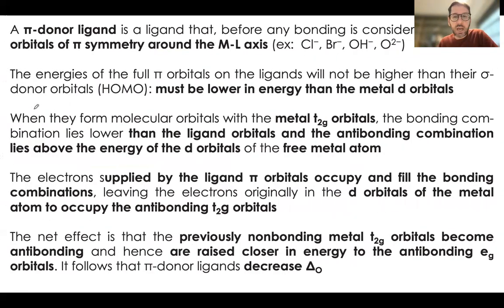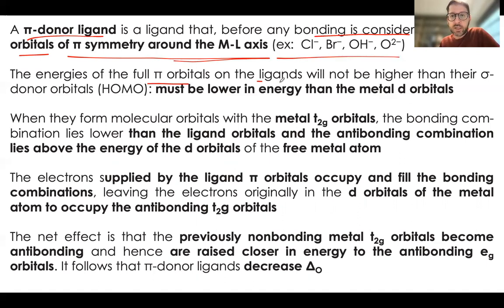So we have two types of pi ligands, pi donor and pi acceptor ligands. A pi donor ligand is a ligand that, before any bonding is considered, has filled orbitals of pi symmetry along the metal-ligand axis, such as this. The energies of the pi orbitals on the ligands will not be higher than the sigma donor orbitals. So the energies will be low, lower than the metal d orbitals.